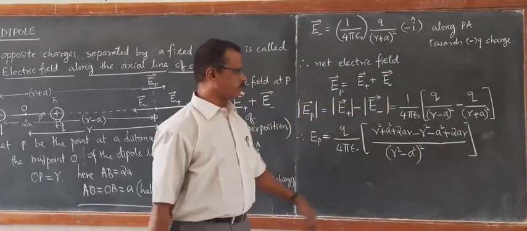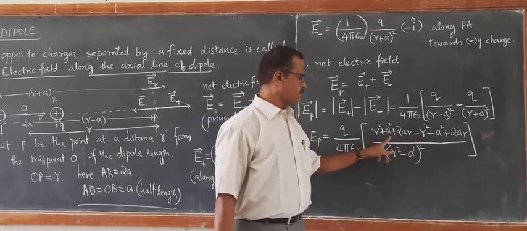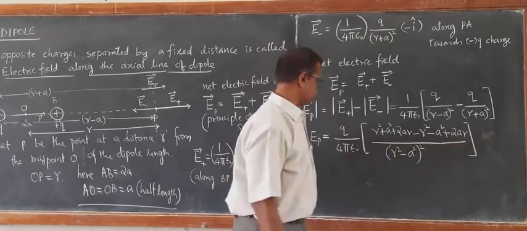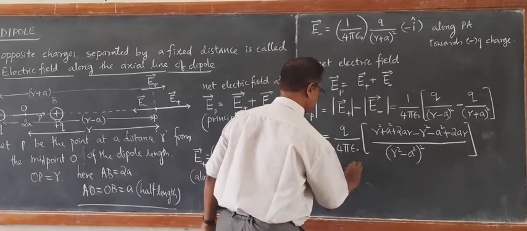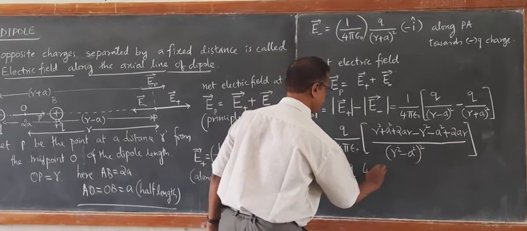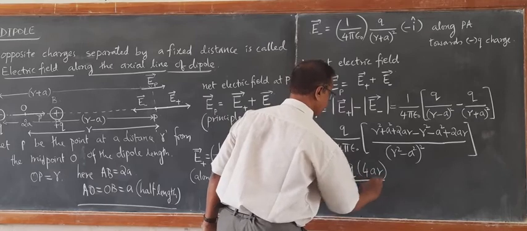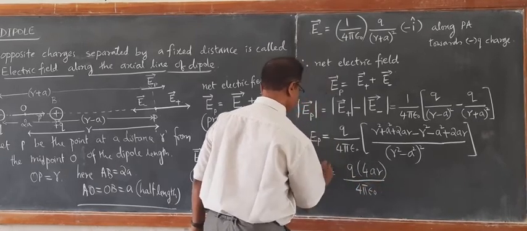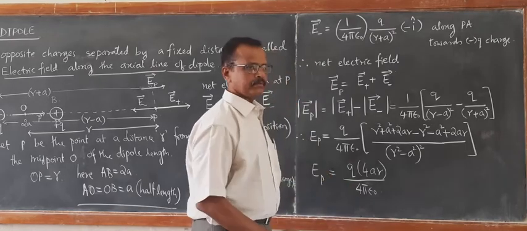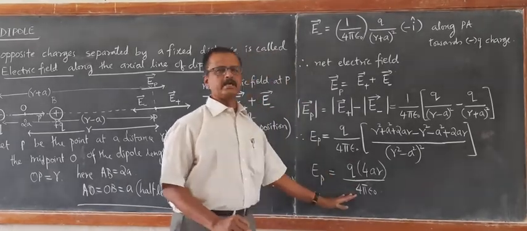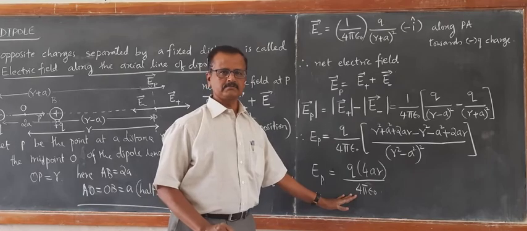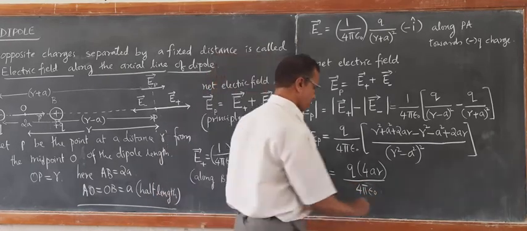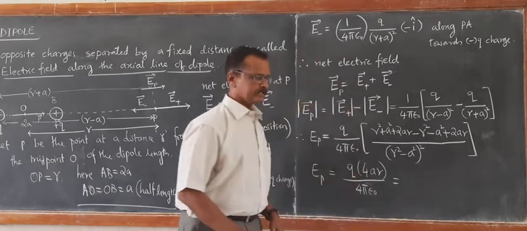So if you simplify now, R square cancels with R square, A square cancels with A square, you are left with 4AR. Thus we get Q into 4AR divided by 4 pi epsilon. Now here we are not going to cancel this 4 with 4 because we know the standard value of 1 upon 4 pi epsilon. So we keep 1 upon 4 pi epsilon as it is. And we modify this equation.